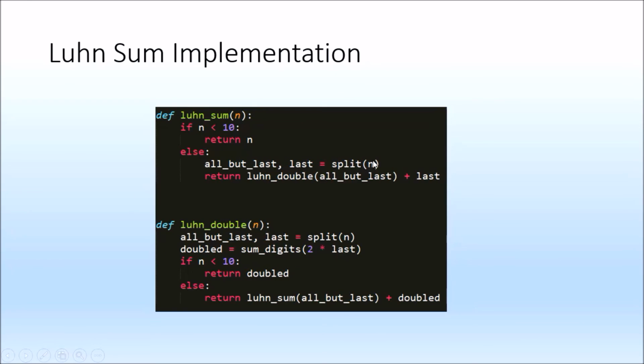But the last digit of all but last is going to be the second digit of the entire number, so we know for a fact that it's going to be doubled. So we pass it into the luhn double function, and the luhn double function takes care of doubling the last digit, and then now we know the next number doesn't have to be doubled, so we pass it into a normal luhn sum function. And this is how these two functions work together to create the solution to this problem.